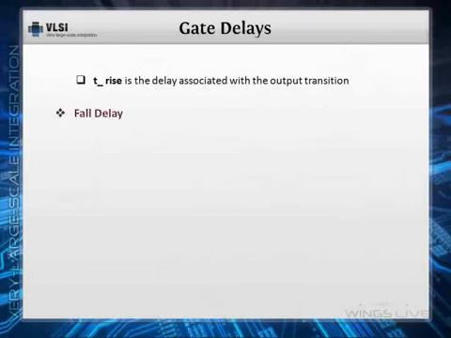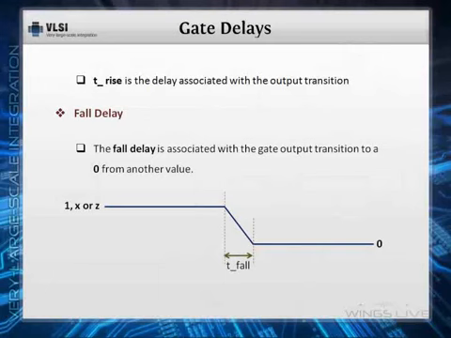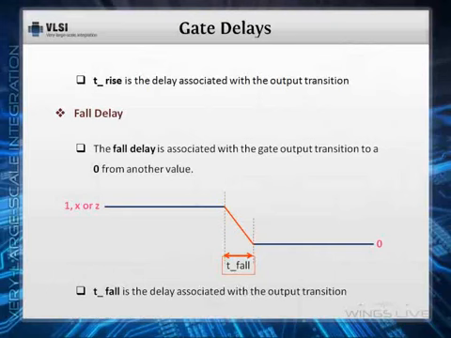Next delay is the fall delay. The fall delay is associated with a gate output transition to a 0 from another value. Here is the waveform that shows the fall delay. We may get the output 1, x, or z, but due to the fall delay, we get the output as 0. Here, T-fall is the delay associated with the output transition.